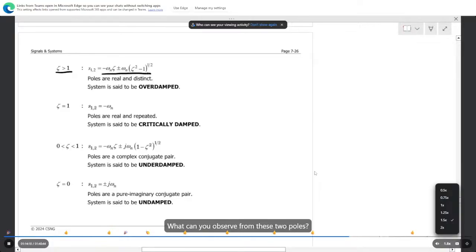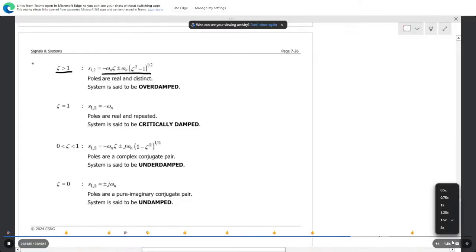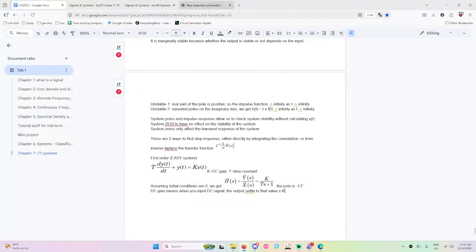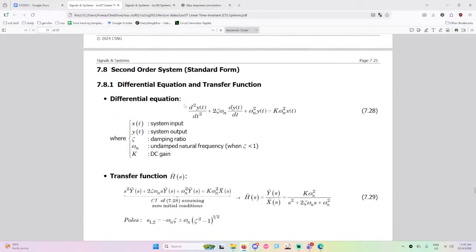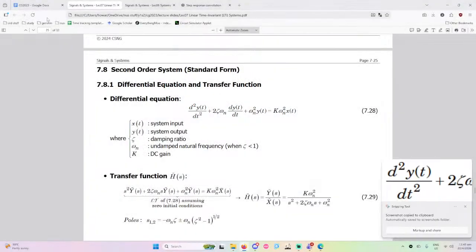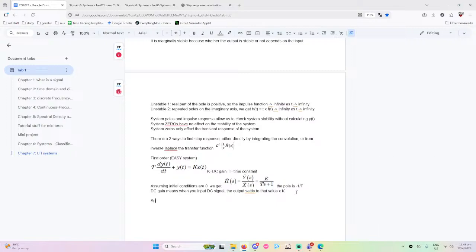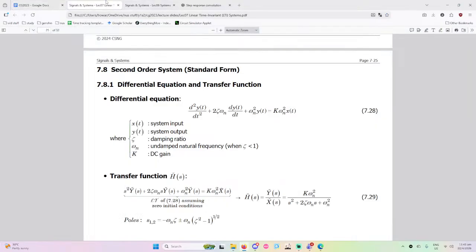What can you observe from these two poles? Are they real and distinct? Yes, right. They are real and distinct. So we can find that they are real and distinct, right?